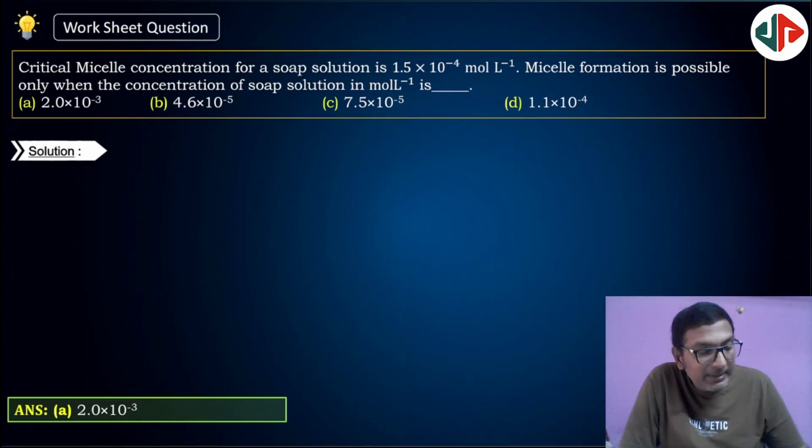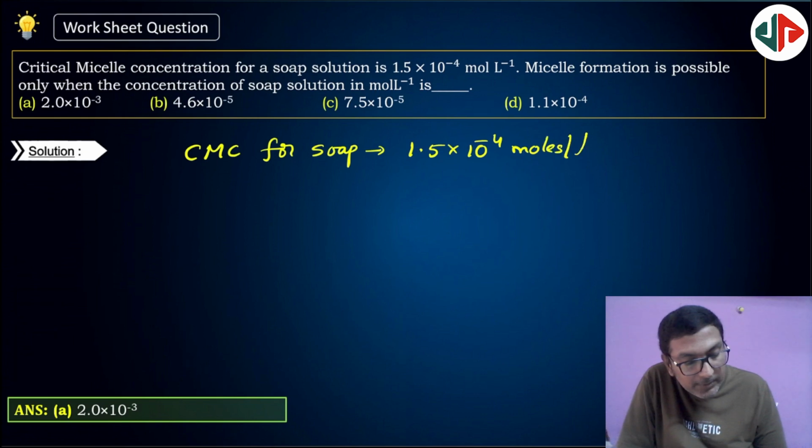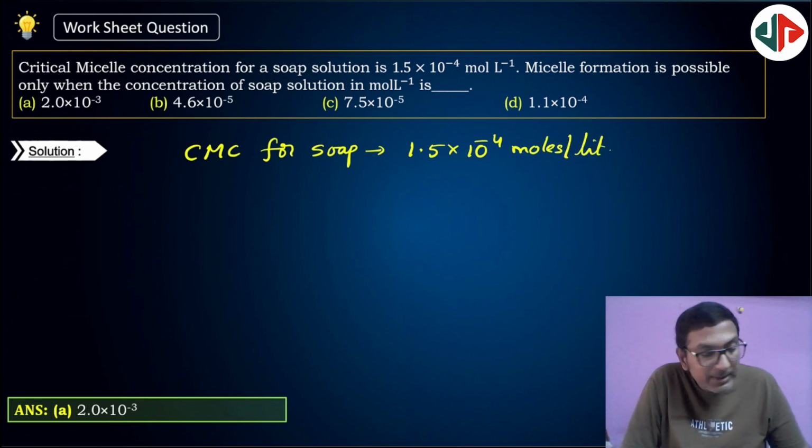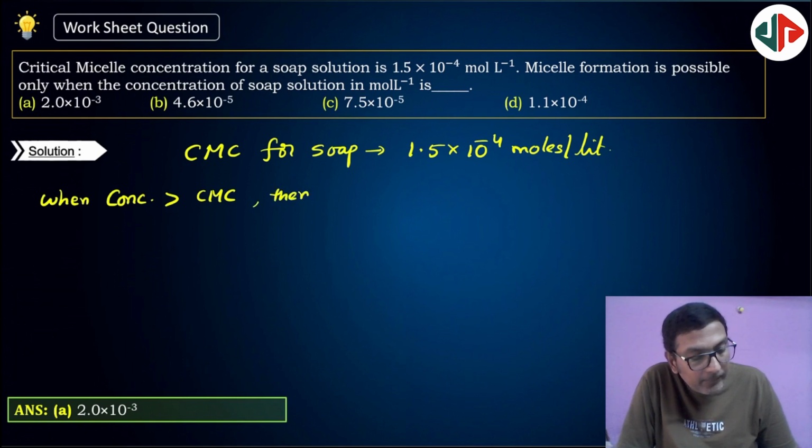So the critical micellization concentration, CMC for soap, is given as 1.5 into 10 power minus 4 moles per liter. Micelle formation is possible only when the concentration of soap is more than the CMC. When the concentration increases beyond CMC, then micelle formation takes place. Very, very important.